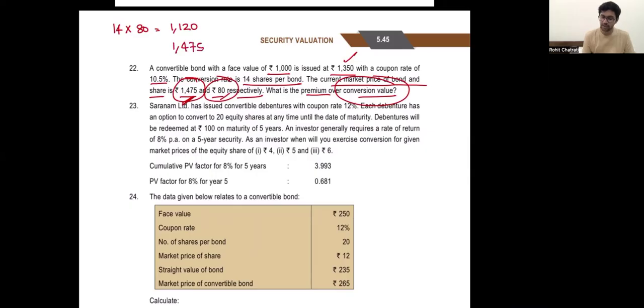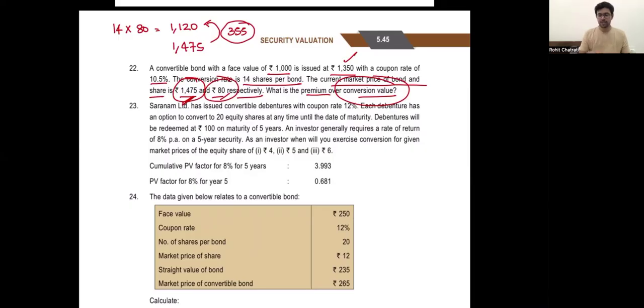All right. We already know that the market price of a convertible bond should be greater than the market value of the equity. The market value of a convertible bond should be greater than its conversion value, is what we already discussed. By how much is it greater? 355. So it's greater by 355. If you actually think of it, you are paying a premium of 355 to buy a convertible bond.